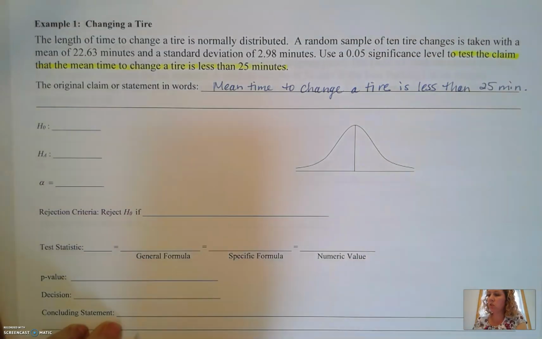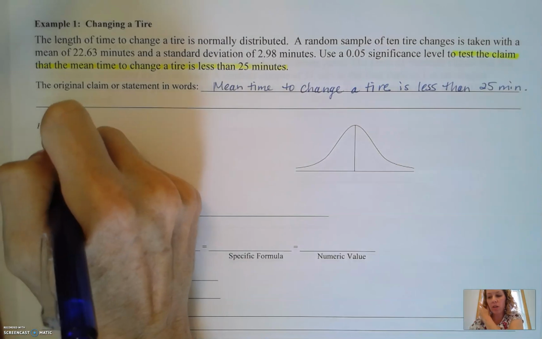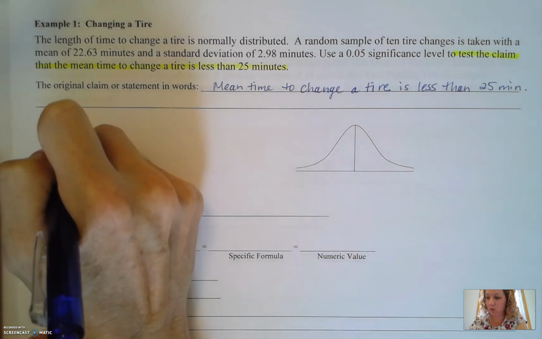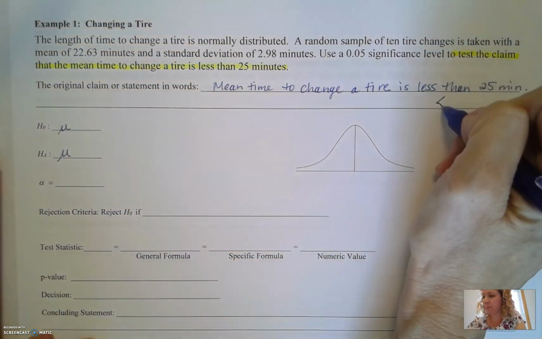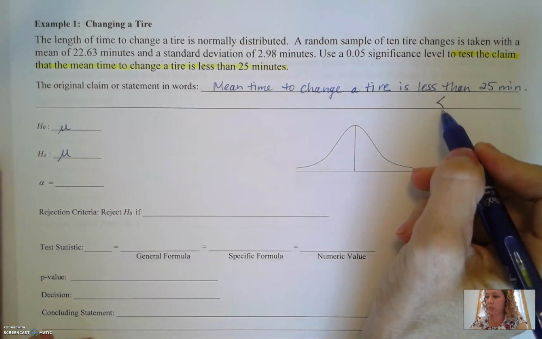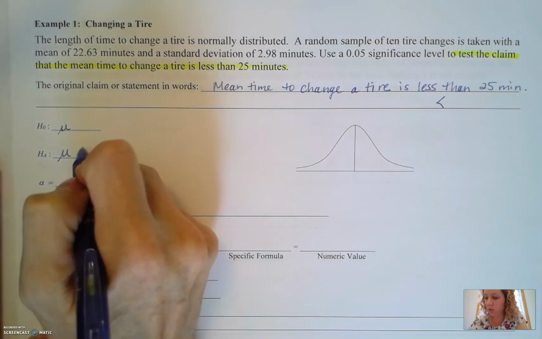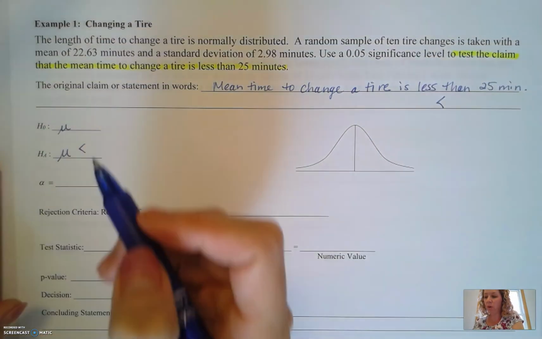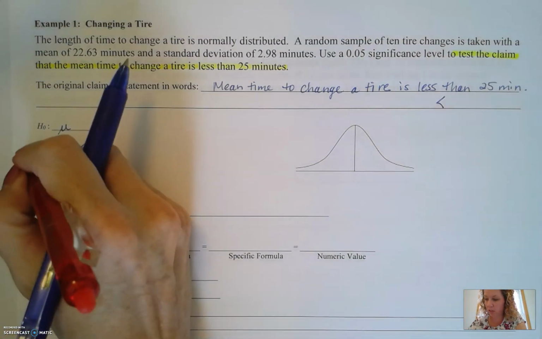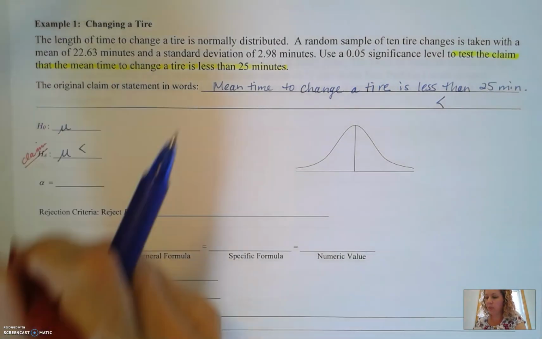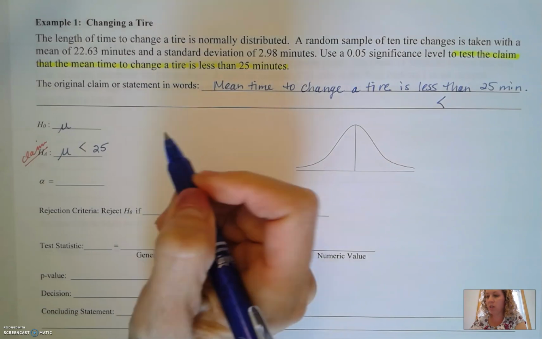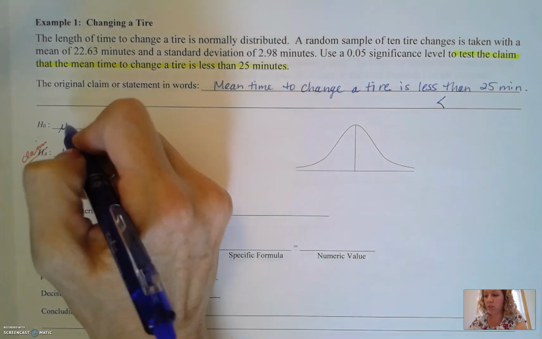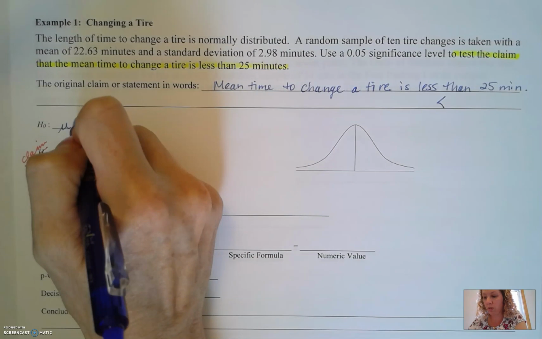Okay, so since we're testing a claim about a mean, remember our null and our alternative are going to use the population mean symbol mu. Our claim is less than. Since it does not contain equality, it's just the less than symbol, not less than or equal to, it's going to go with our alternative hypothesis. So our alternative hypothesis is going to be our claim. HA is mu is less than 25 minutes, which is our parameter. That means the complement H sub 0 is mu is greater than or equal to 25 minutes.